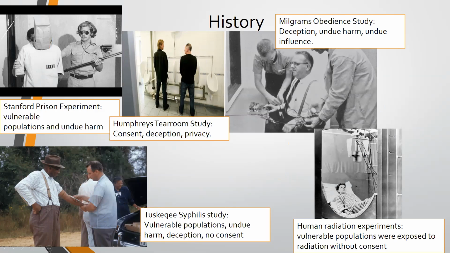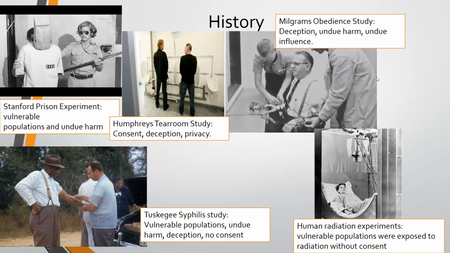Another one is the Humphreys Tearoom study. Essentially this person was just going into bathrooms and spying on people. They were collecting data on people in these bathrooms where they're expected to have privacy, and they weren't telling them about it. So that was an issue with consent and deception, because he was speaking to them in the restroom but wasn't telling them he was a researcher. And then also privacy, because you have a reasonable expectation of privacy when you're using the restroom.